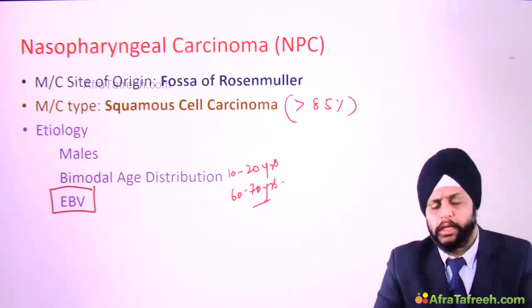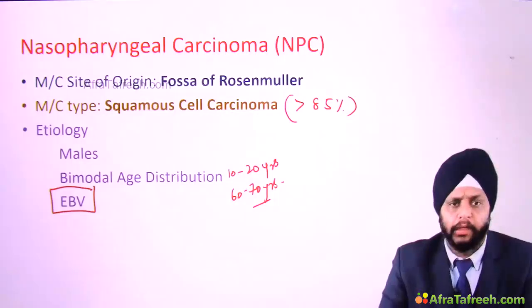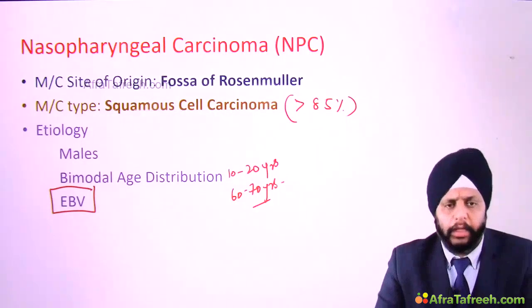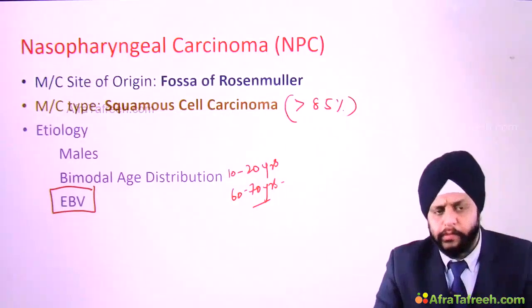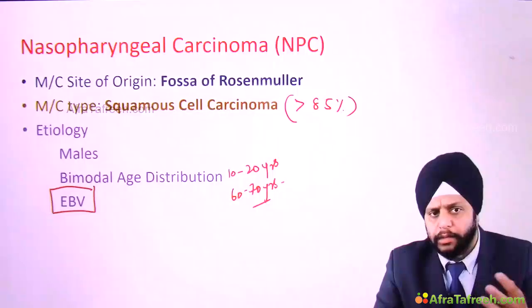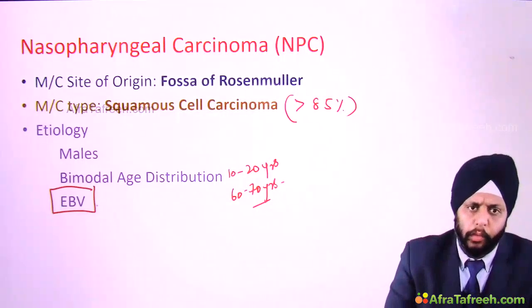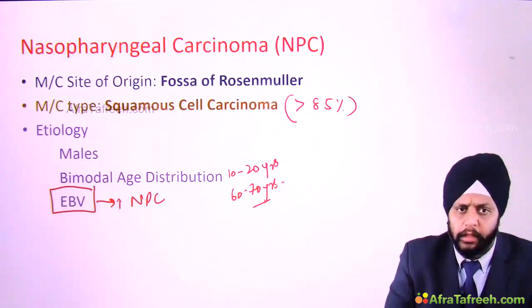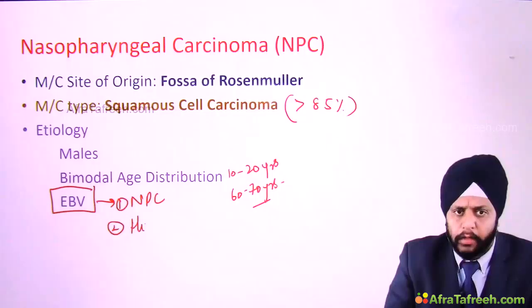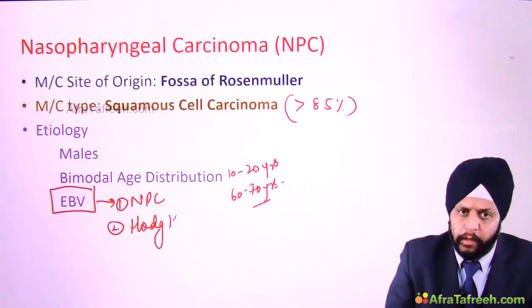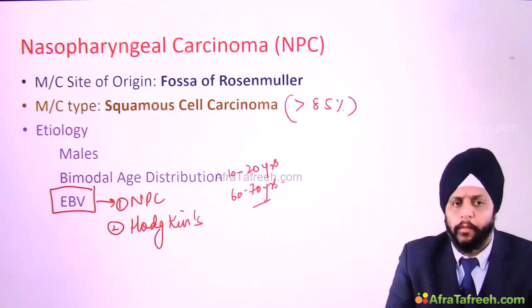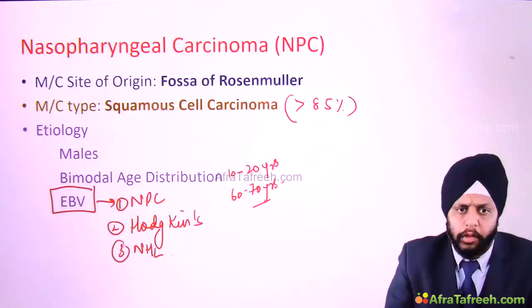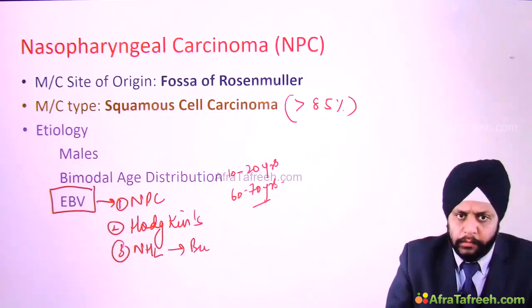Okay, now it has been reclassified as human herpes virus, but Epstein-Barr virus is associated with NPC. There are other malignancies which are again associated with Epstein-Barr virus. So what are the other malignancies? So number one I have told you is NPC. Number two, we have Hodgkin's lymphoma. This question is asked in the exam. So Hodgkin's lymphoma. Now in the non-Hodgkin's lymphoma, we have your Burkitt's lymphoma.